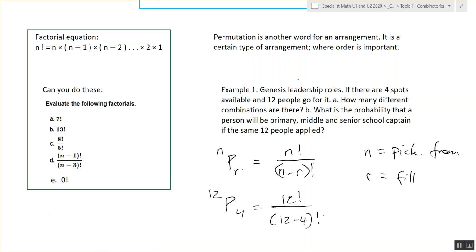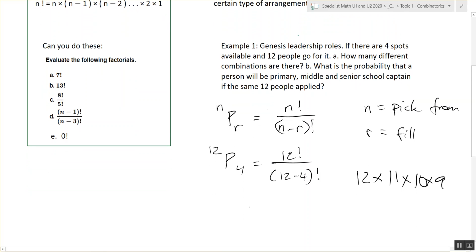So in the past, like last week, you would have just gone, oh, this is easy. The first position, there's 12 people. And then the next position, how many people? 11. And then 10, and then 9. And this is exactly the same in this question.